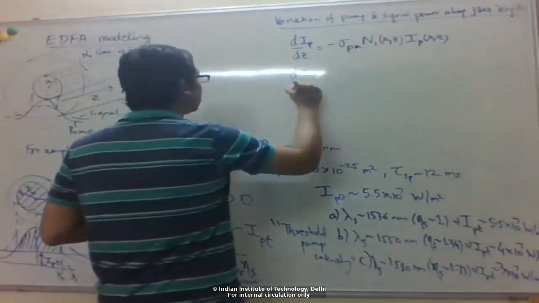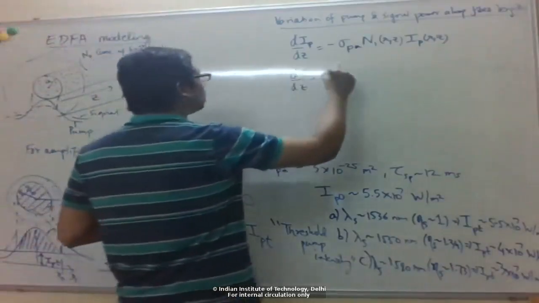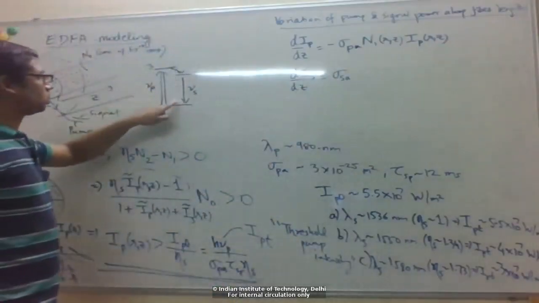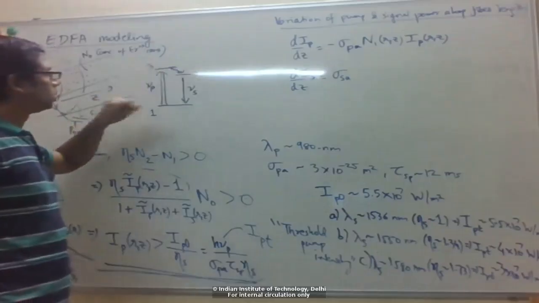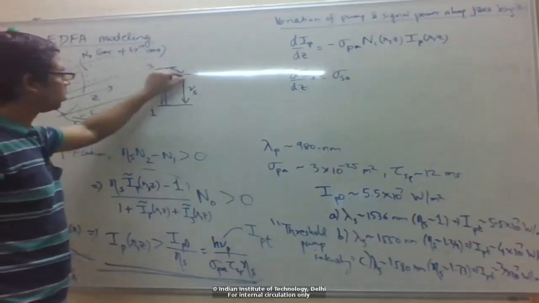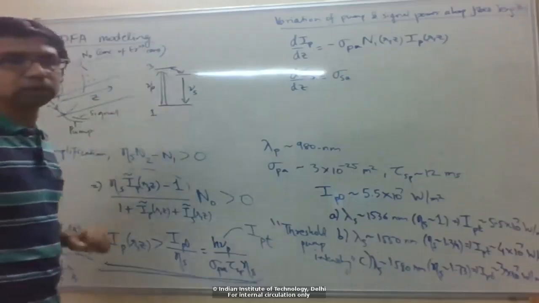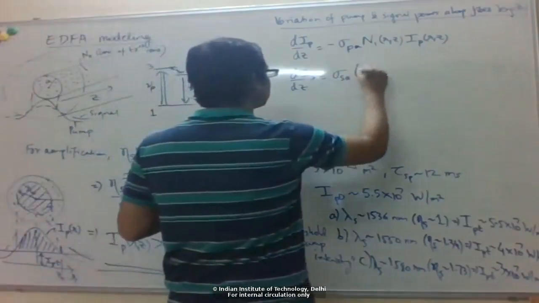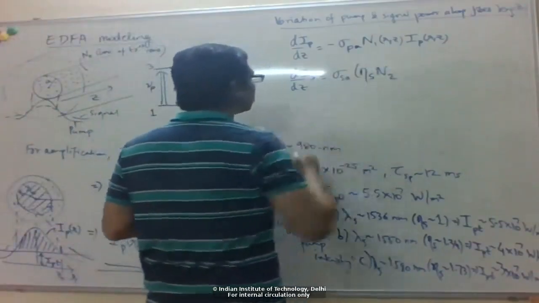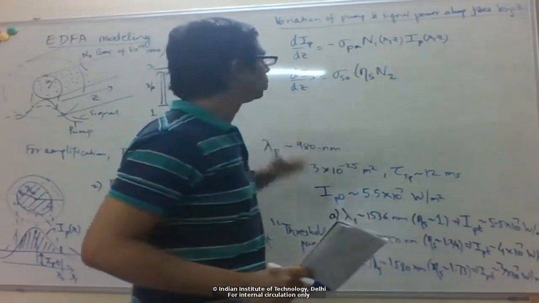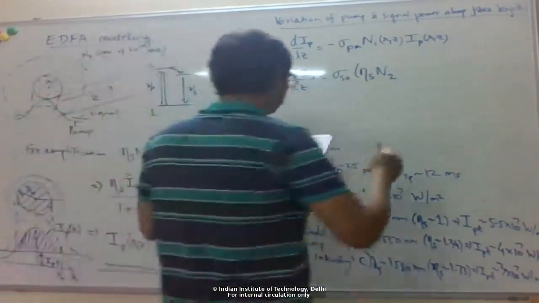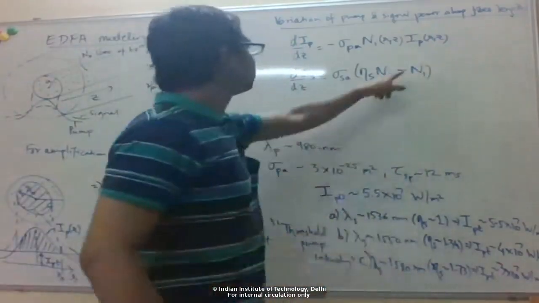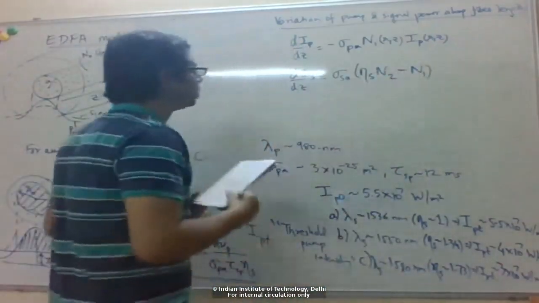For the signal, now we have both emission and absorption. Because there are atoms in 1 and 2, the signal photon can be either absorbed or emitted, from 1 to 2 or 2 to 1. So we have two terms here. The first term corresponds to the emission, sigma S E times N2. The second term corresponds to absorption, minus sigma S A times N1.